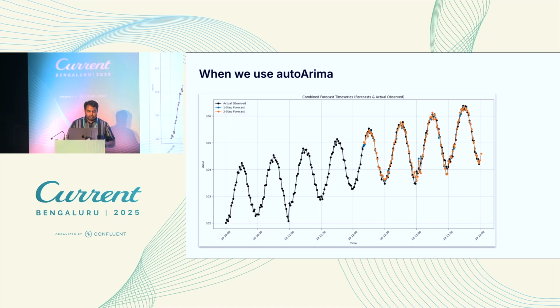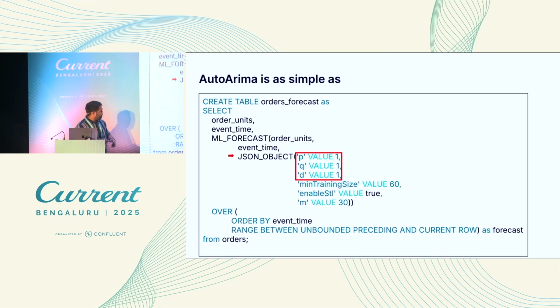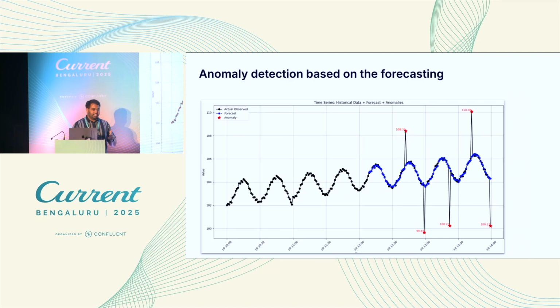Now that we've seen the difference between manually choosing hyperparameters and letting AutoARIMA do it, you might wonder, how do I use AutoARIMA? In Confluent Flink, it's as simple as just not having the JSON object. If you do not care about some of the other configurations, you could just remove the JSON object in its entirety, or you could also just remove the PQD values, and it would still perform AutoARIMA for you. I hope we understand forecasting now, and forecasting is cool.